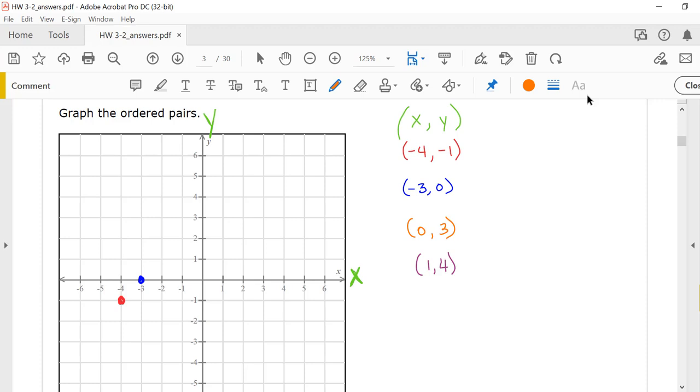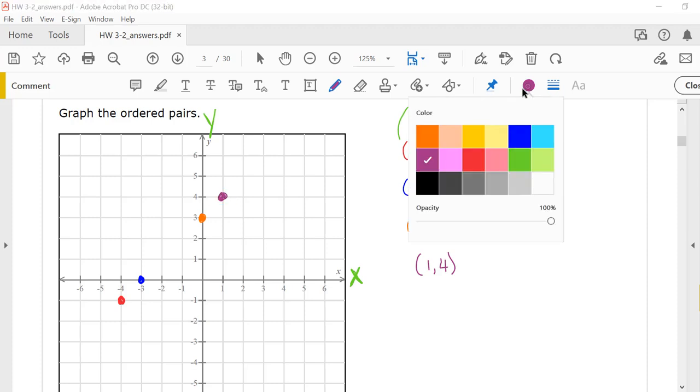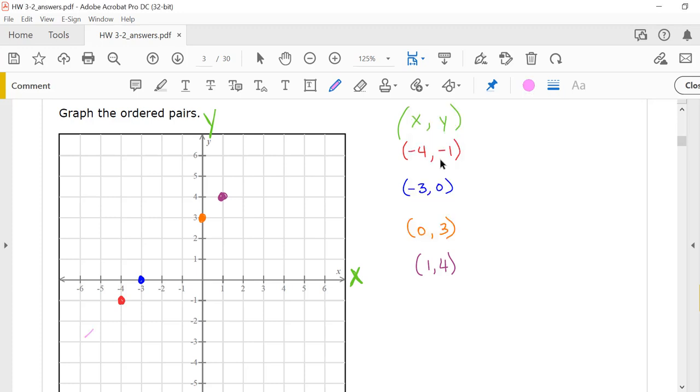For 0, 3, I go 0 in the x direction and then 3 in the y direction. My point is right here. And last, 1, 4, 1 in the x direction and then 4 in the y direction. My point will be right here. Last but not least, we're supposed to connect those dots and draw our line. Our line will be right here.